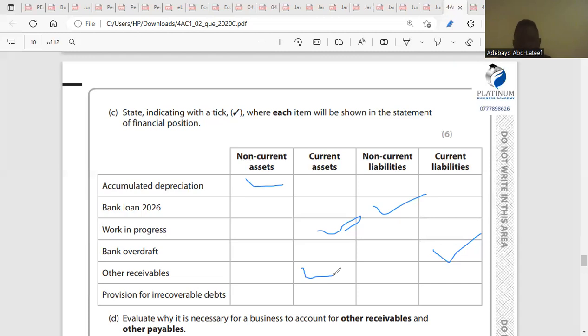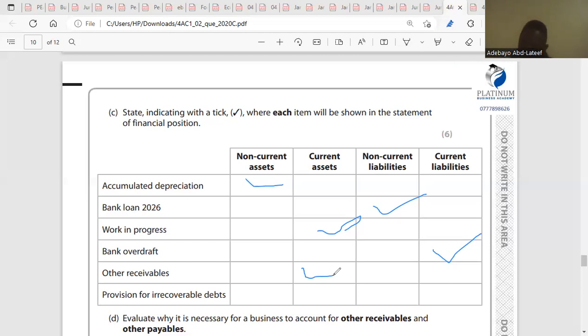Can you repeat it? Provision for irrecoverable debts. These are provisions made for accounts receivable that you might not be able to recover. I mean, the debtors of your business that will not come back to pay. Why is it a current asset? It's a current asset because debtors are always in the current assets. So you have made provision for your debtors. In case they don't come back to pay, you replace it with that amount of money you have provided. That's why it's also a current asset.